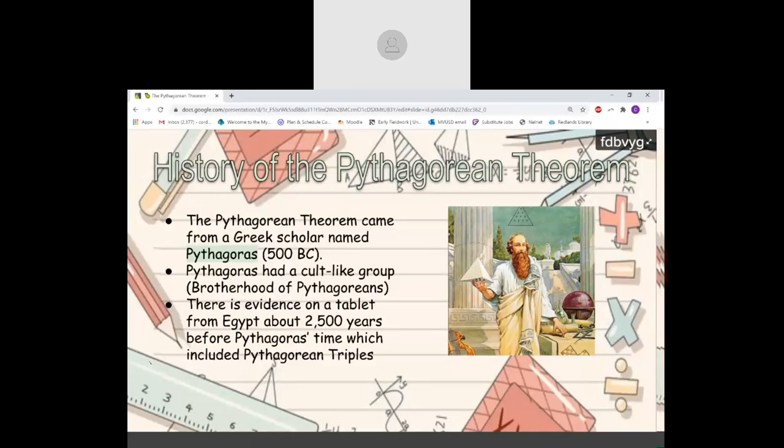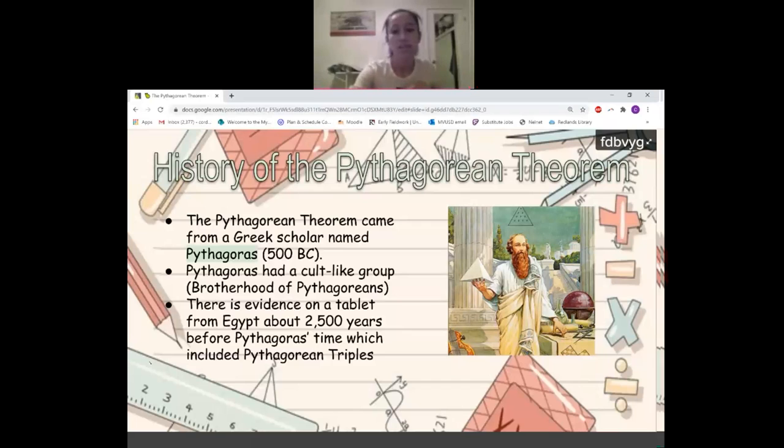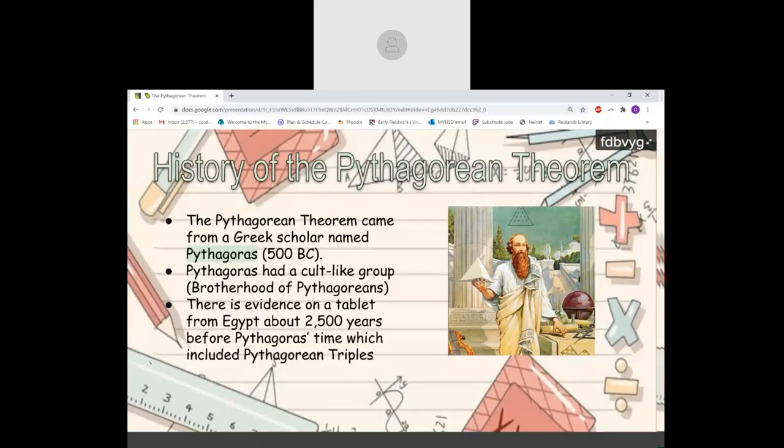Egyptians actually had the triangles, what are they called? The Pythagorean triples. Thank you. The Pythagorean triples, not triangles, written on a tablet. So what this means is that the Egyptians, way before Pythagoras' time, were actually using the same information. And they used this information for things like scaling land. But we'll talk about that in the next slide.